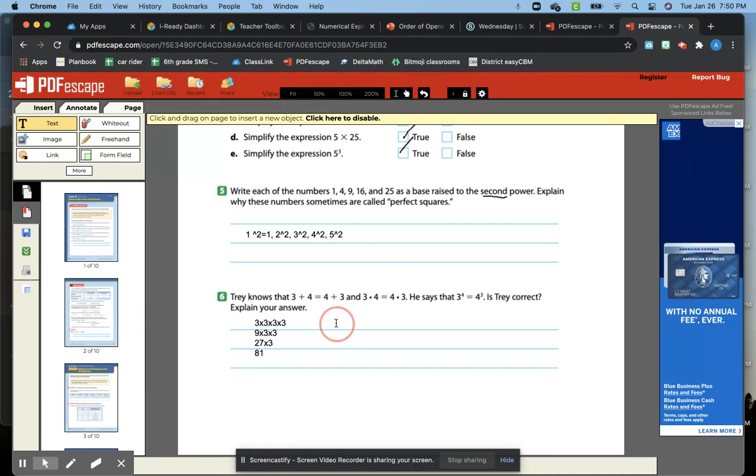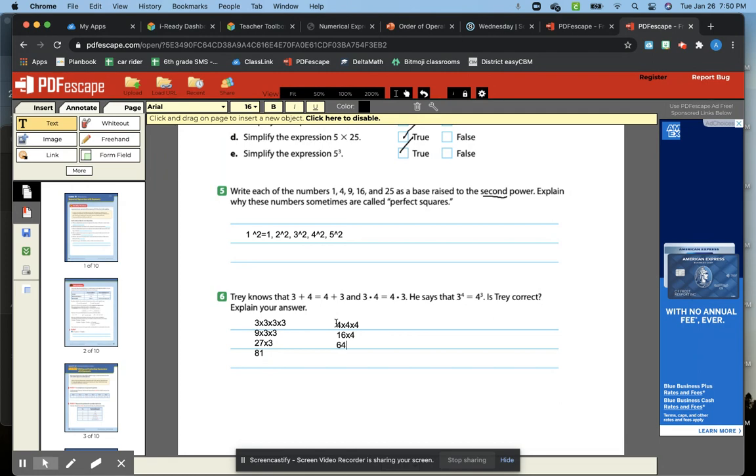So now we need to check the other side. So we have 4 times 4 times 4. So 4 times 4 is 16. Bring down the rest. And then 16 times 4 is 64.